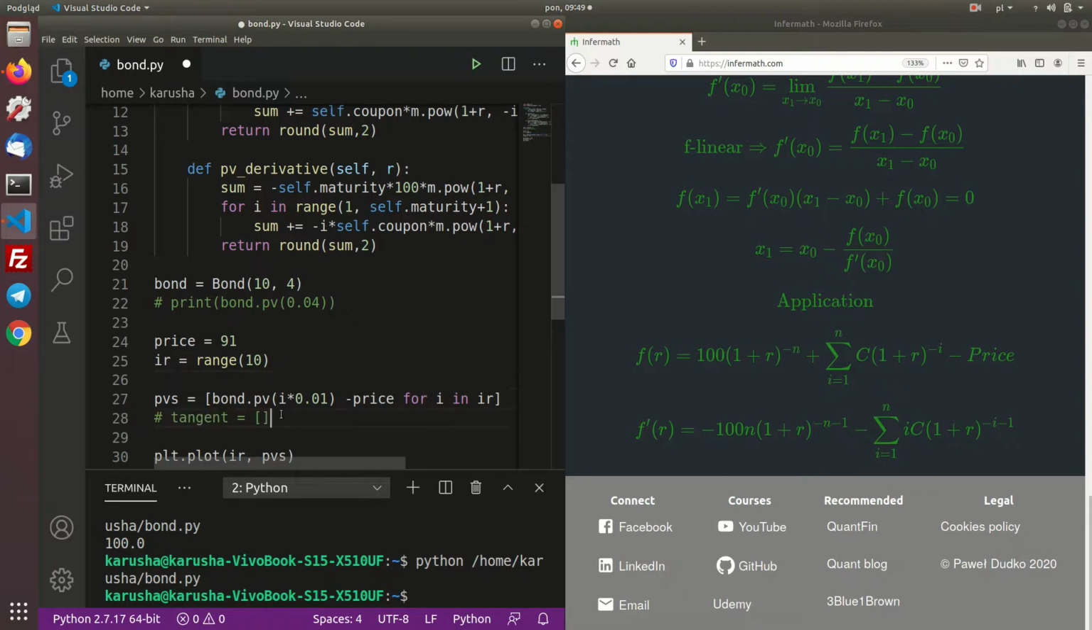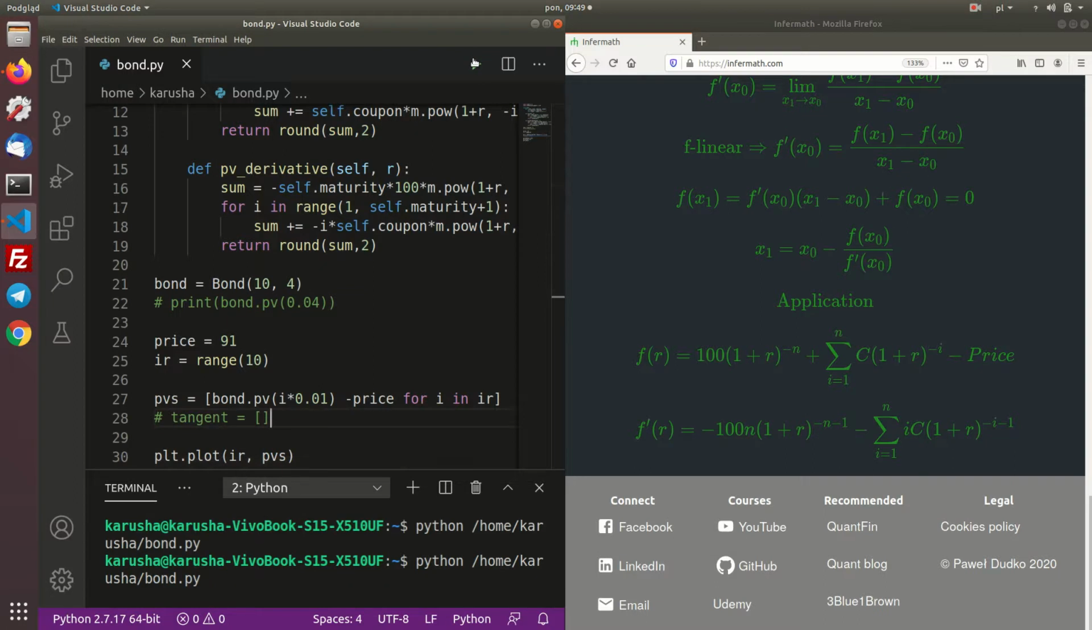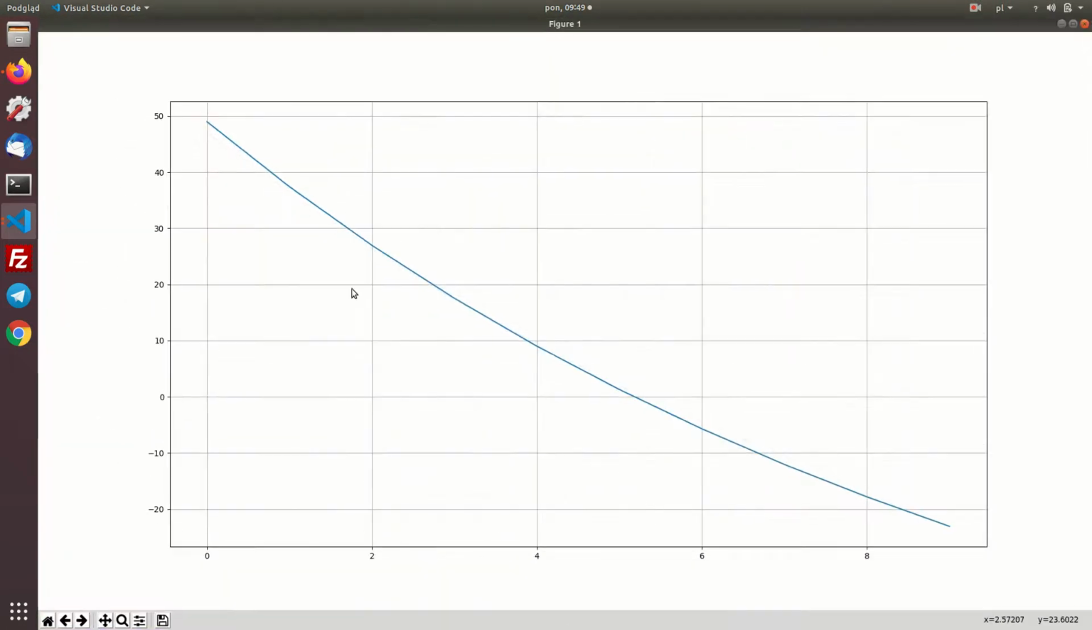Let's quickly see what the graph will look like, so that we see that we are indeed looking for a 0, for a root of this function. Yes. So here, when we decrease by price, we see that the root, or the yield to maturity, will be somewhere between 5 and 6%.